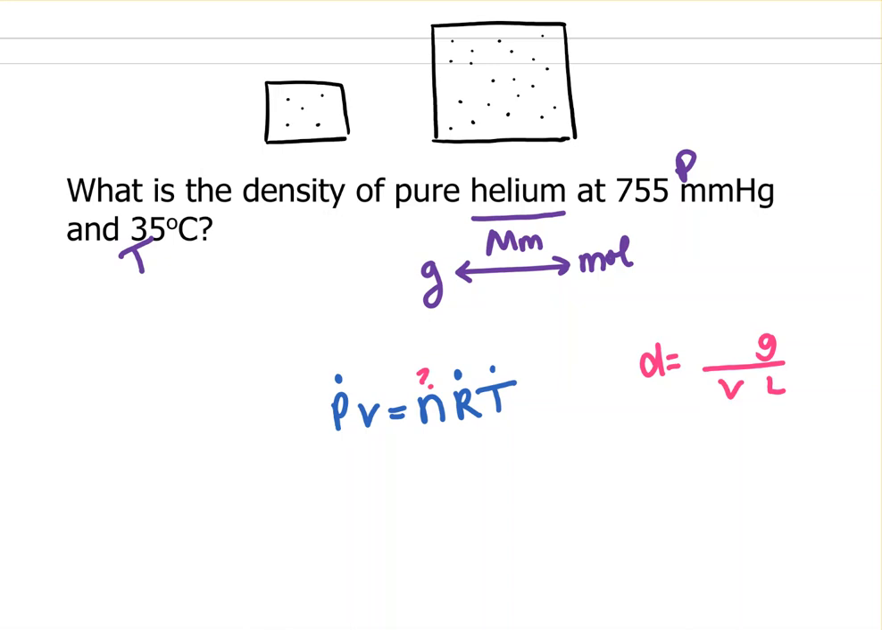Okay. What about volume? Is there any way to get to volume? Because if I get one of those, the V or the n, then I can use this and see where it can get me.